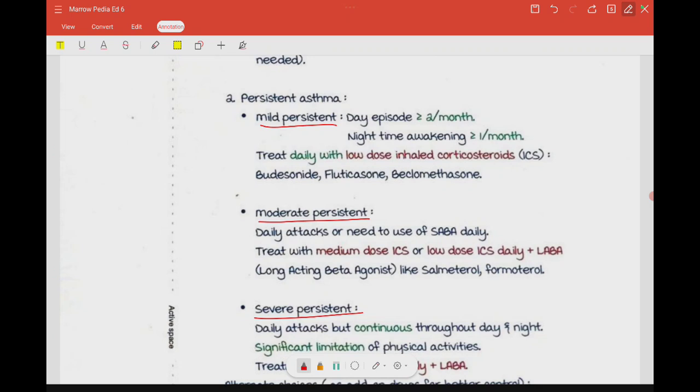In moderate asthma, we define it as daily attacks or need to use SABA daily. That is, the short-acting beta agonist is being used daily by the person or the child, and there are daily attacks. So we need to treat with medium dose inhaled corticosteroids. In mild, we were using low dose. In this moderate, we are using medium dose. Or we can treat by low dose inhaled corticosteroids, but we have to add long-acting beta agonist, like salmeterol or formoterol.